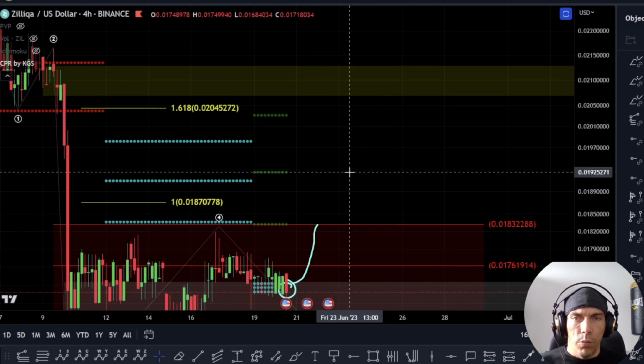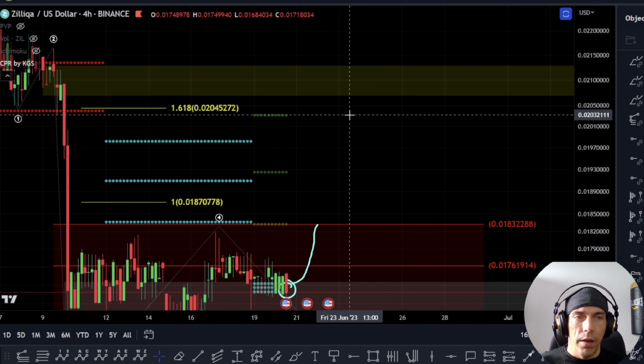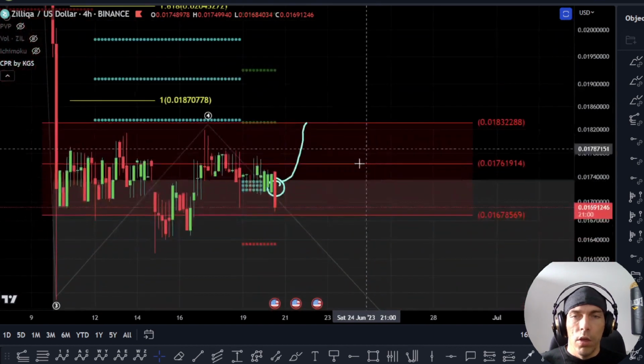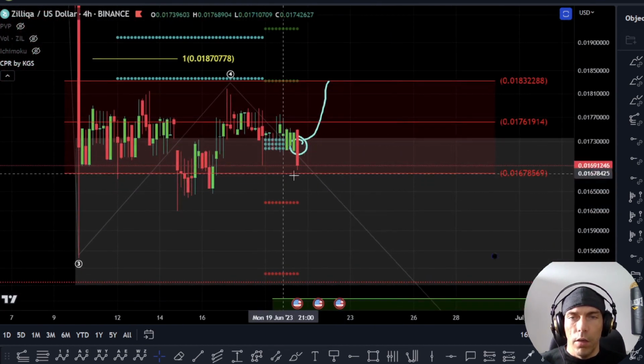If however we start to break up higher, we have the S2 line at this 1925 and the S3 line up here towards this 2032. So it's going to be interesting to see how this actually plays out.